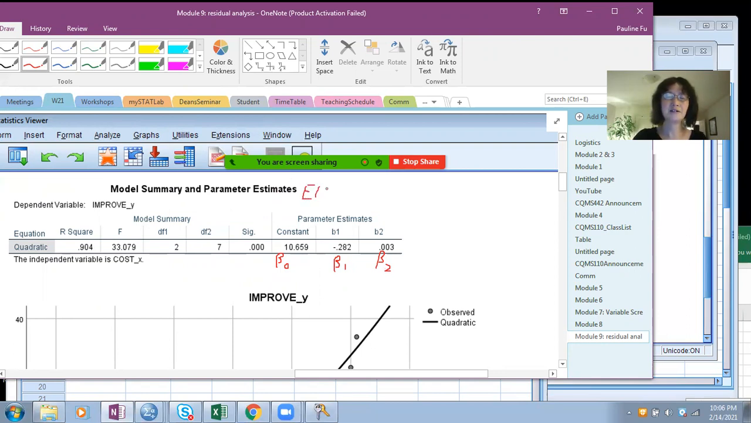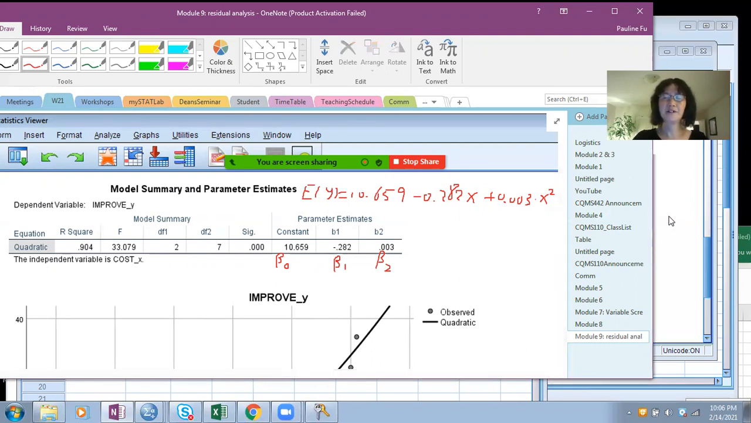E(Y) equals beta 0, 10.659, beta 1 is negative 0.282 times x, and beta 2 is positive 0.003 times x squared. So this is the quadratic model to fit the data.